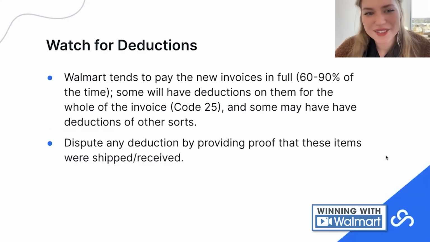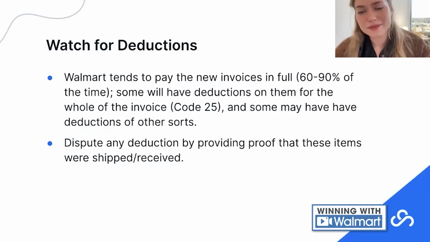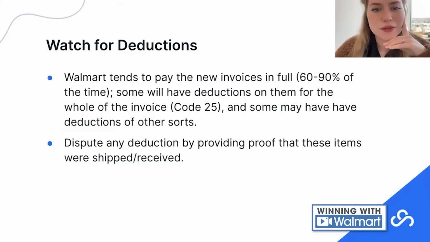Okay. Watch for deductions. I know I've said this a few times, but Walmart tends to pay the new invoices in full. So it's about 60 to 90% of the time, depending on you as a supplier. Again, mileage may vary, but some will have deductions on them for the whole invoice. So this is going to be that code 25. You're going to want to dispute any of those deductions by providing that same kind of proof documentation that you gathered in the beginning to determine if this was a valid or invalid overage.